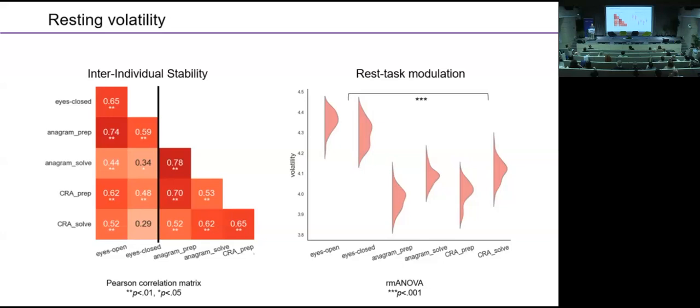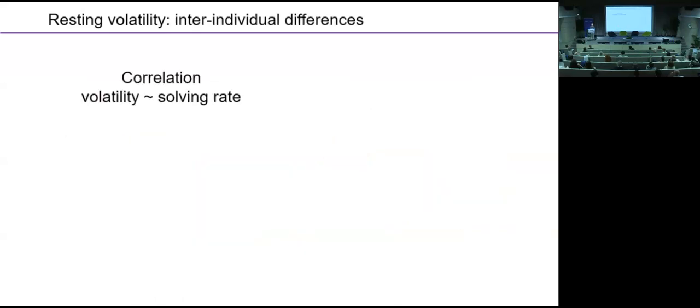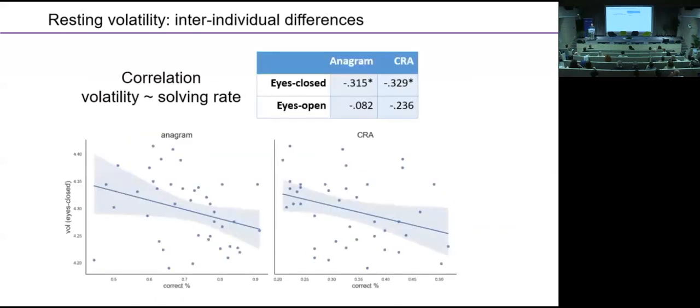Now, the more important question is, does the resting state volatility really predict the person's problem-solving ability? We had some evidence for that. It turns out that if you have lower volatility during the eyes closed rest session, the person tends to solve more problems, both in the anagram and in the CRAs. We did not have a significant effect for the eyes open volatility.